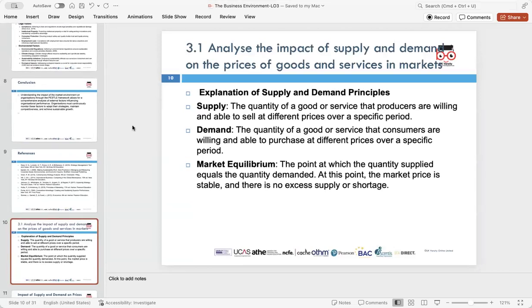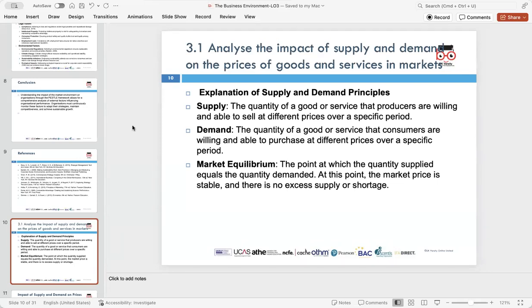So next is to analyze the impact of supply and demand on the prices of goods and services in the market, right? So, supply and demand principles. Supply is the quantity of goods or services that producers are willing and able to sell at different prices over a specific period. Demand is the quantity of goods or services that consumers are willing and able to purchase at different prices over a specific period.